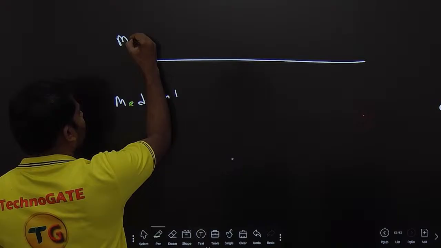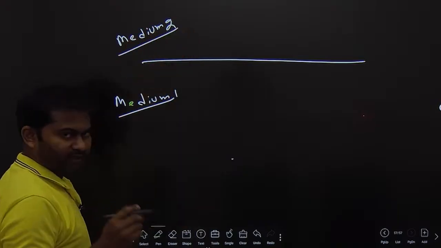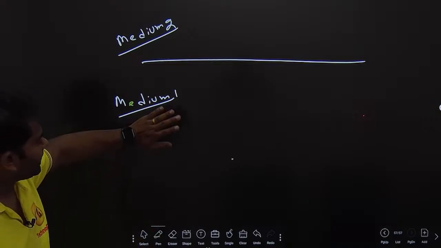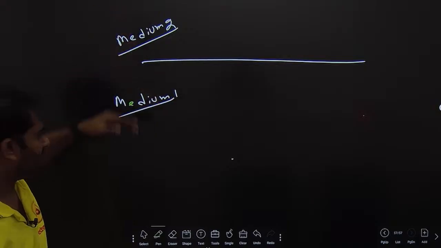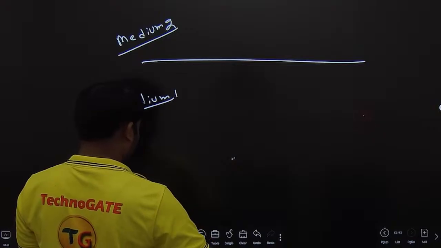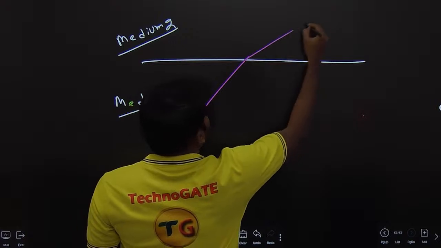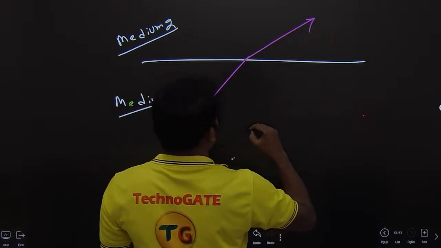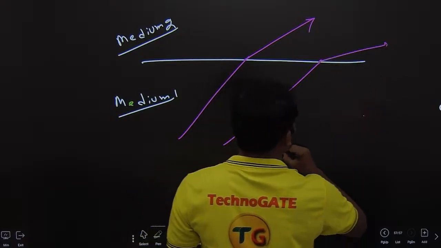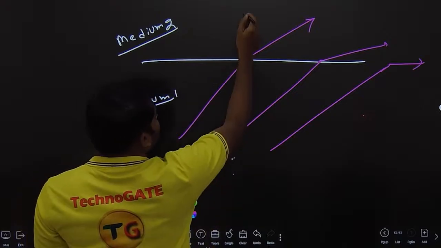and this is medium 2, medium 1 and medium 2. So the light goes from medium 1 to medium 2, from a denser medium to a lighter medium. When you send light, it will happen like this. You keep increasing the angle, and the refraction is getting bent like this. So at some angle it will go straight.